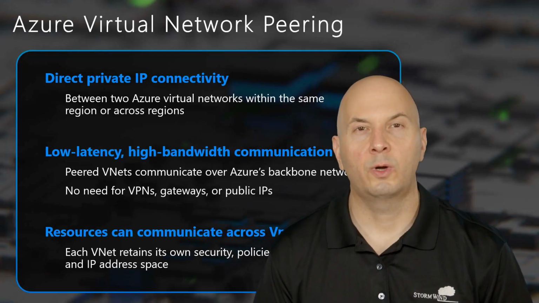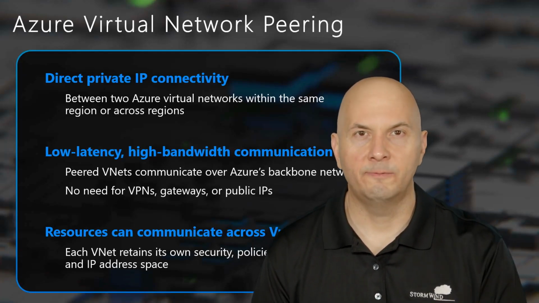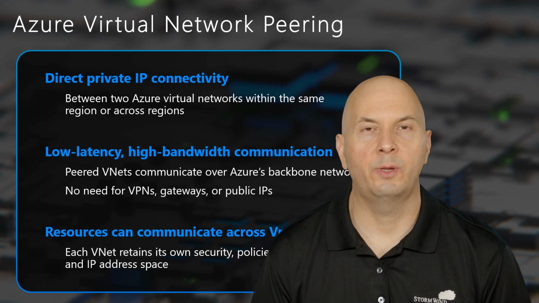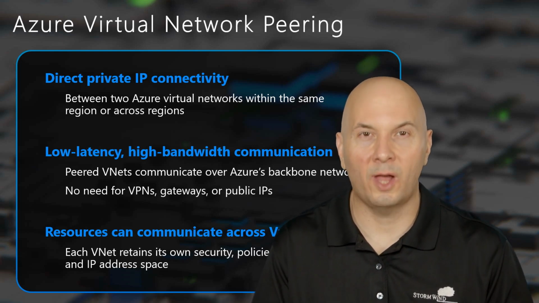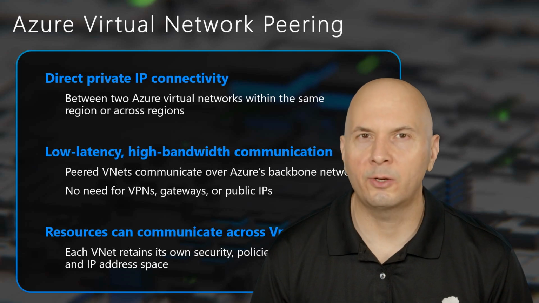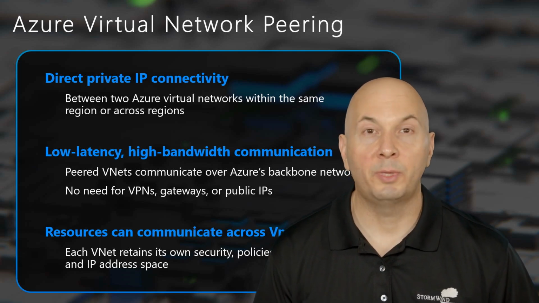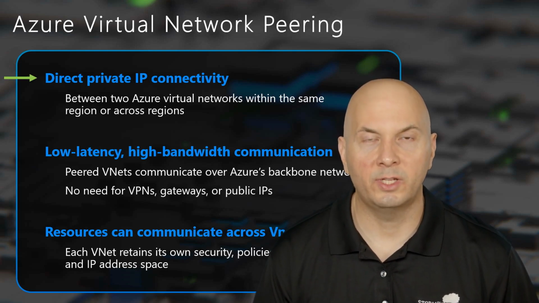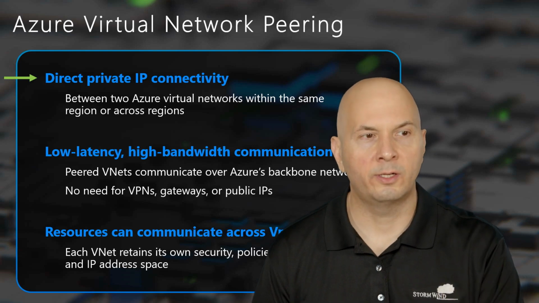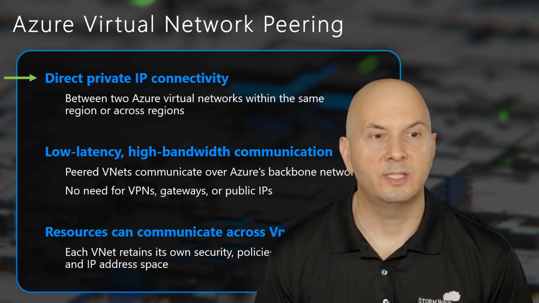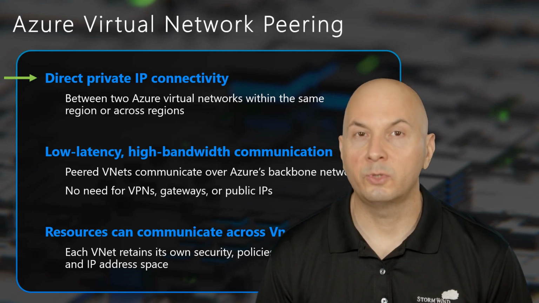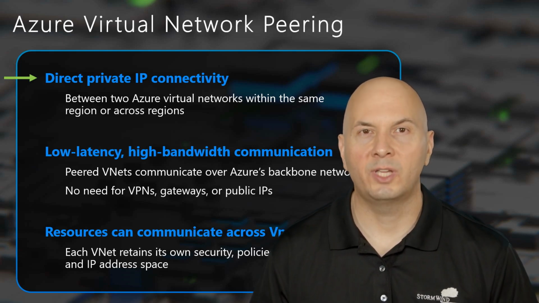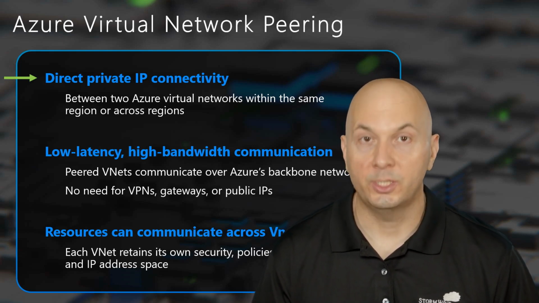So in the scenarios where we're isolating workloads inside of VNets, there are still times where we might want to enable some kind of communication between those VNets, even though we're doing a lot of isolation. And that's where peering comes into play. Peering gives us direct IP connectivity from one VNet to another between Azure virtual networks in the same region or across regions. So this is really powerful for building multi-region applications that need to communicate internally between each other.